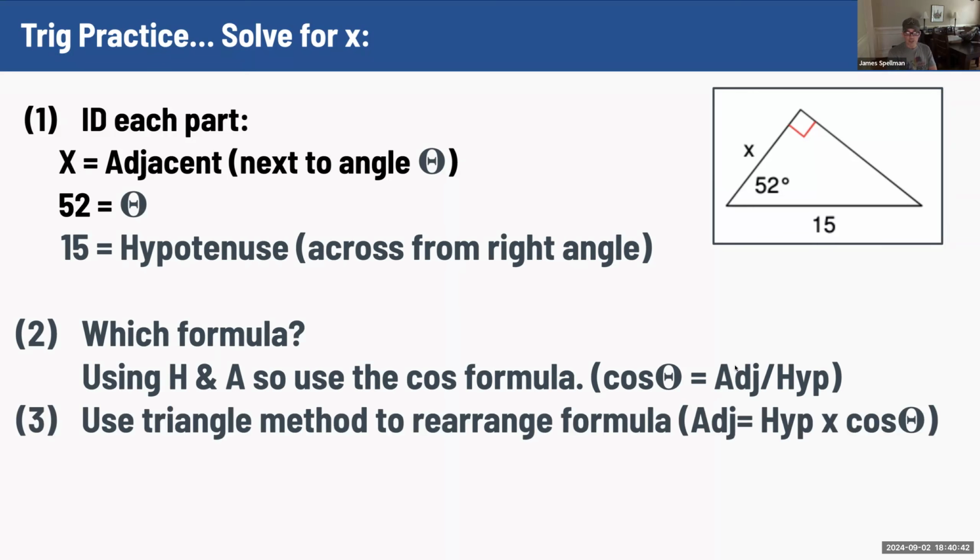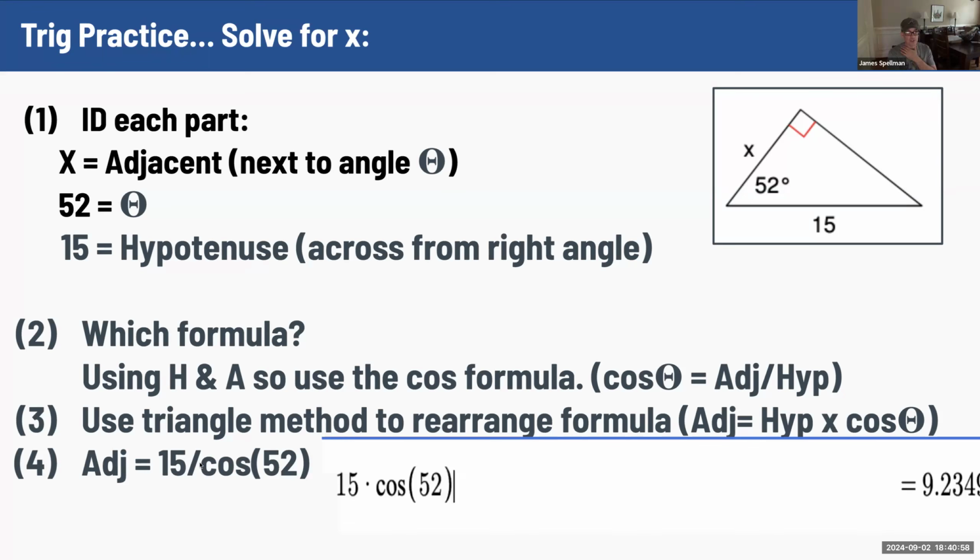So if we rearrange it, we should get adjacent equals the hypotenuse times the cosine of theta. Once we get that, we just plug it into our calculator where the hypotenuse is 15. Actually, this should be times. I messed up with my little typo right there. So again, this should be 15 times the cosine of 52. Make it look like this in your calculator. Don't put a division there. I always seem to have one thing messed up in my videos.